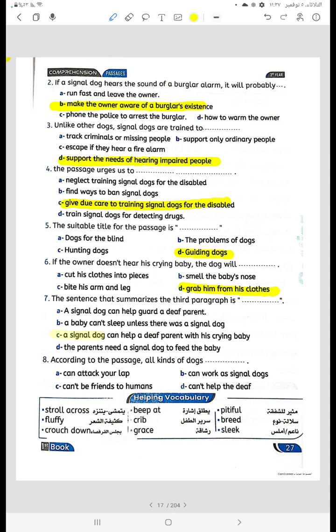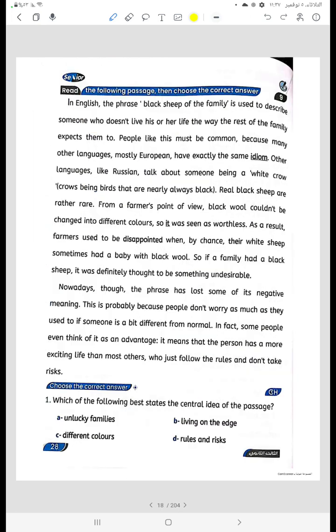No, the answer is C. According to the passage, all kinds of dogs can attack your lap, can work as signal dogs, can be friends to human, can't help the deaf, can be a signal dogs. Let's move on to the next passage.